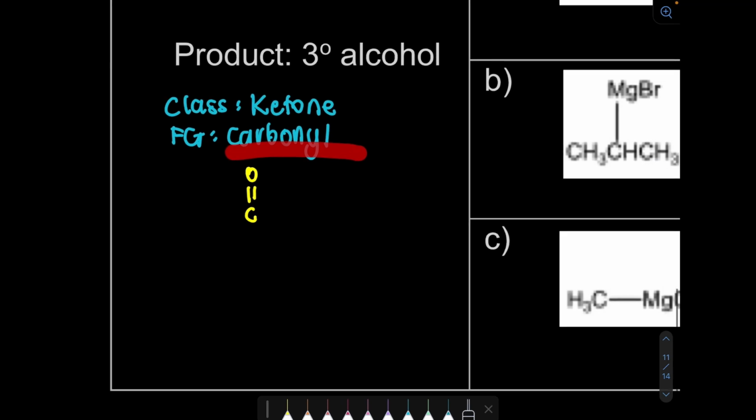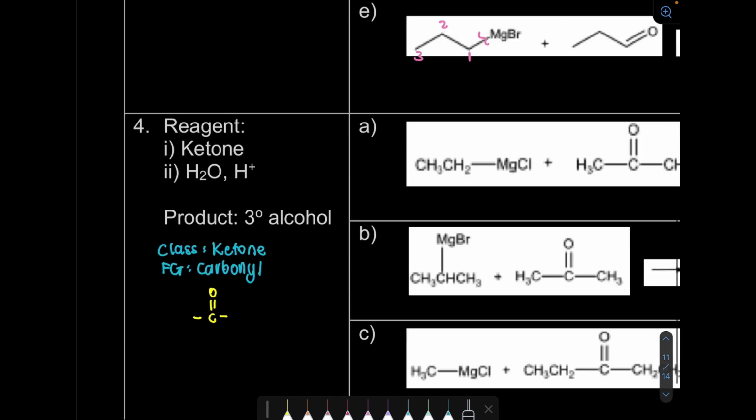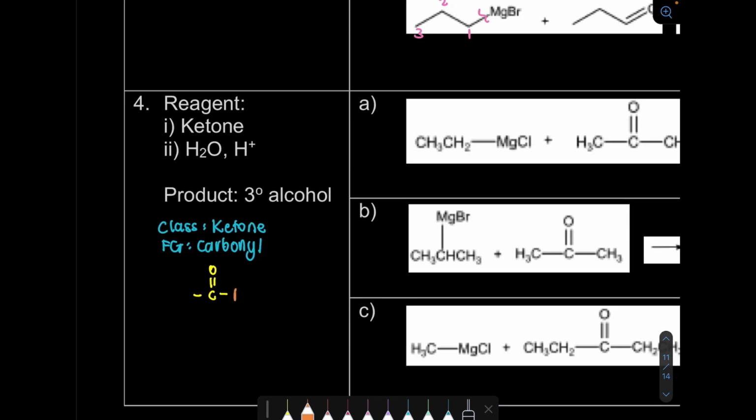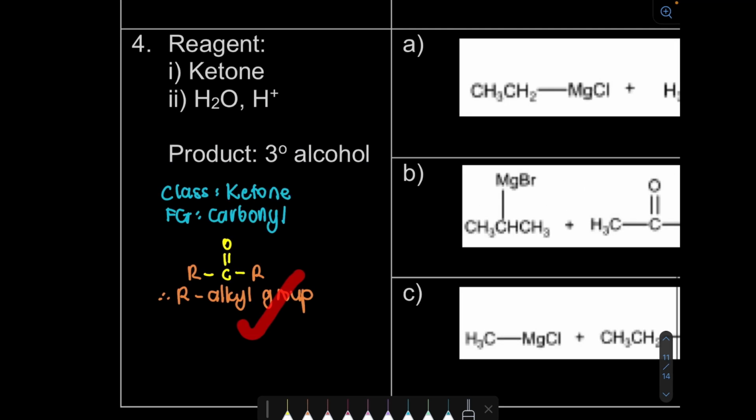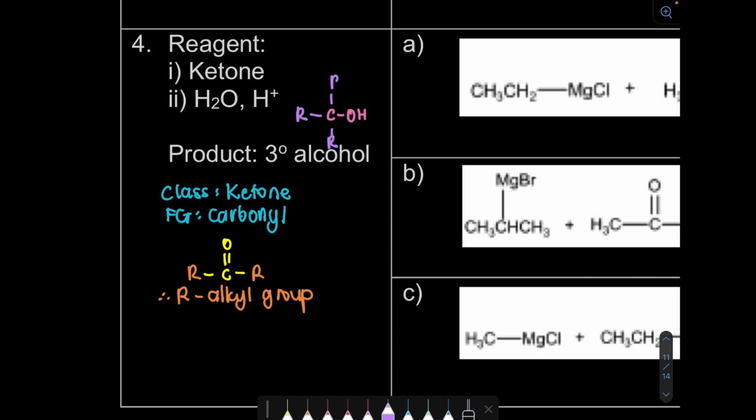So what's the difference? If we look at aldehyde, the aldehyde must be bonded to one hydrogen. Ketone doesn't, it must be bonded to another carbon. So both of its bodyguards are another carbon. And then this product will form tertiary alcohol. Tertiary alcohol means that the carbon with OH is bonded to 3 alkyl groups.